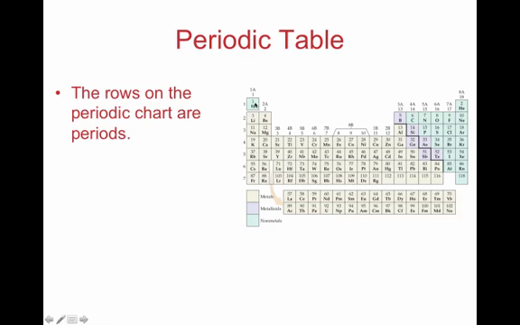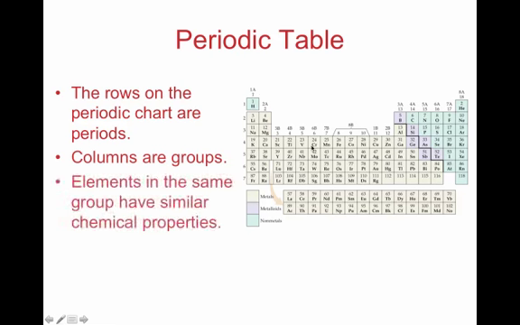Okay? So, the horizontal rows on the periodic table, 1 through 7, are known as periods. The vertical columns on the periodic table are known as groups. Elements that are located within the same group typically have similar chemical properties. So, for example, all of the alkali metals have similar properties, and in Chemistry 1 you should have placed a couple of these in water, and you should have noticed how they reacted with that water.